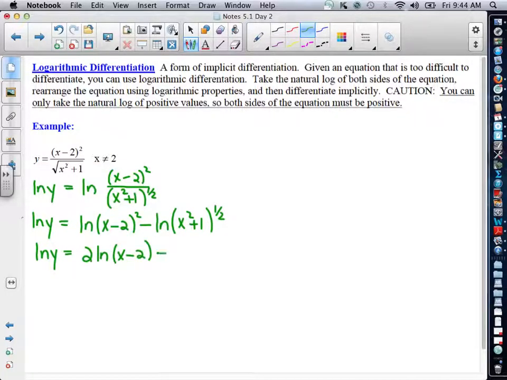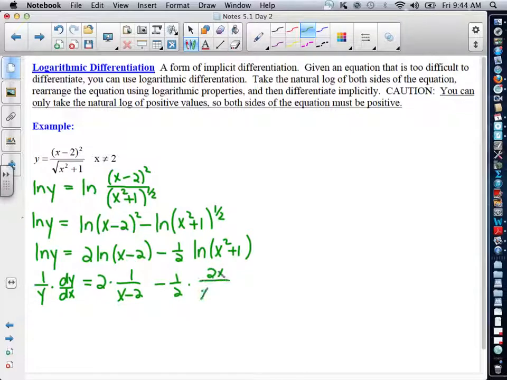And now I no longer have to use chain rule and quotient rule for this one. Oops, I missed my log. It's a natural log, x squared plus 1. And now I can take the derivative implicitly. So the derivative for natural log of y with respect to x is 1 over y times dy over dx. On the right-hand side, the derivative for natural log of x minus 2 is going to be 1 over x minus 2. Derivative for natural log of x squared plus 1 would be 2x over x squared plus 1. I'm going to leave this left side alone for now.